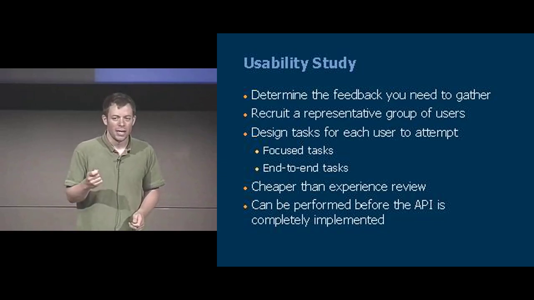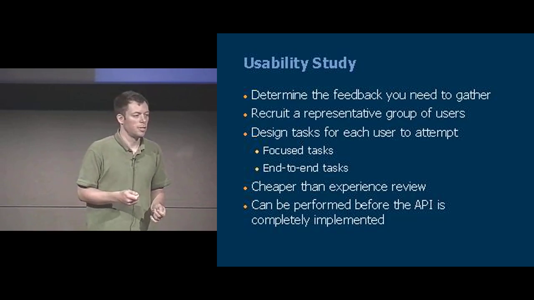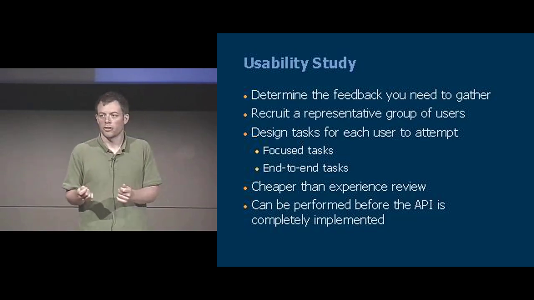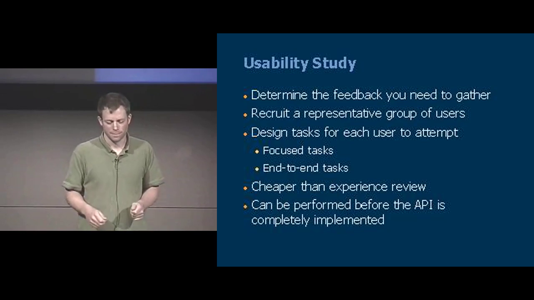An API usability study is one of the best ways to uncover subtle issues, things that you'd never thought about, things that you took for granted or didn't think people would have problems with. It's amazing just how quickly they can surface in a usability study.